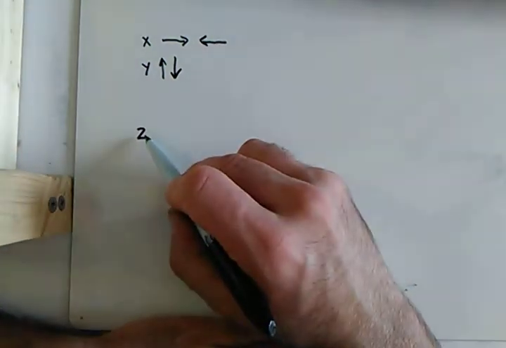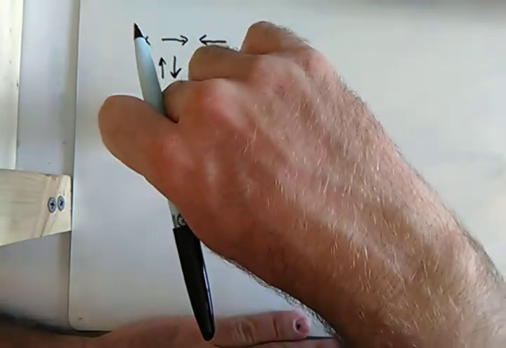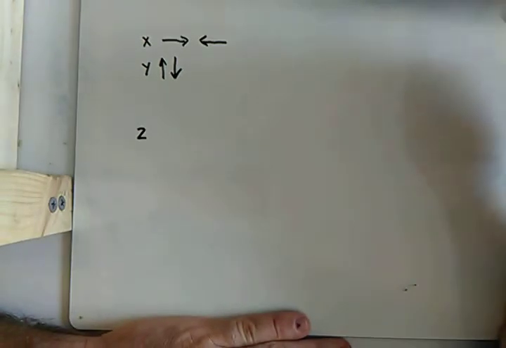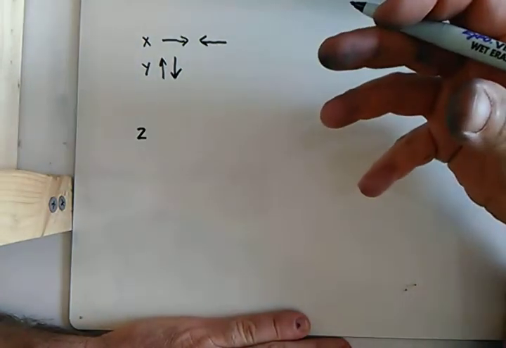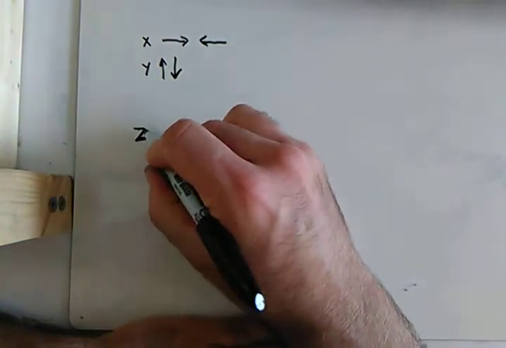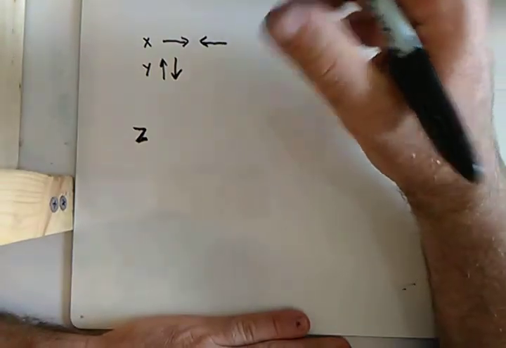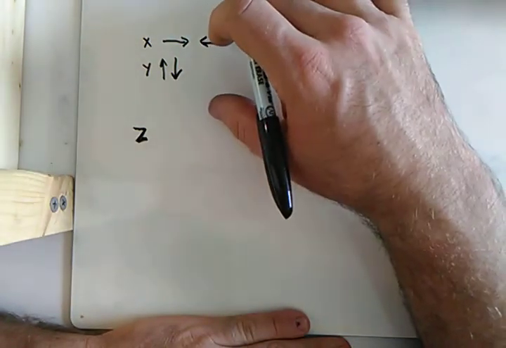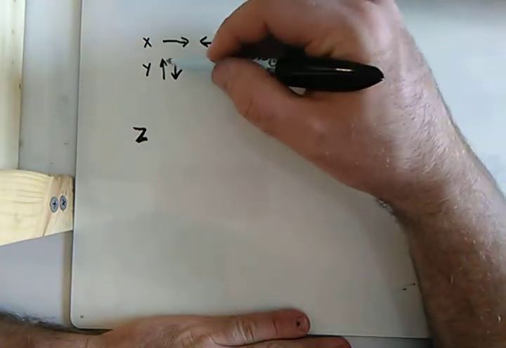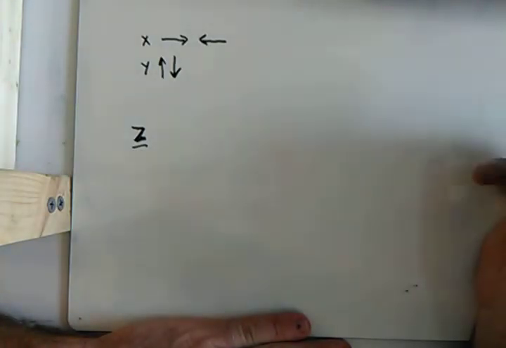Okay, the Z is a bit more complicated. Because now we're looking at something that's going into the paper or out of the paper. So you're either going into the paper or out of the paper, in our Z direction. And this is all going to come together in a few minutes when we talk about magnetic fields. So look, I've got X direction figured out. I've got Y direction figured out. The Z direction, we need a way to identify that.